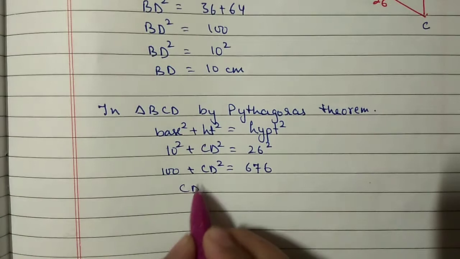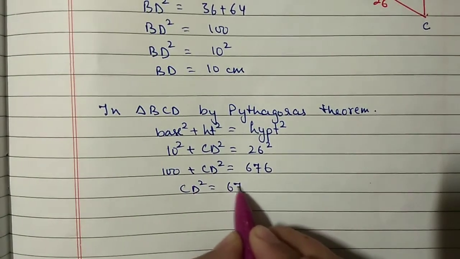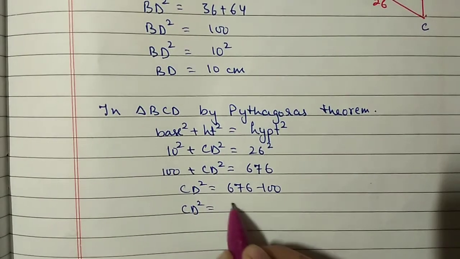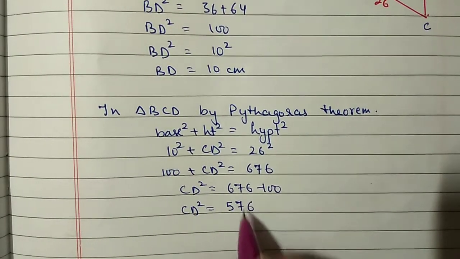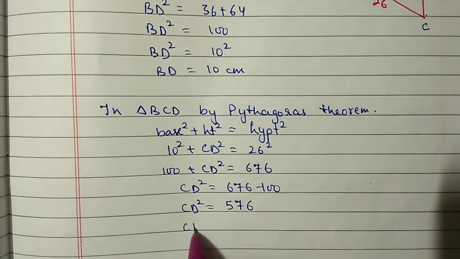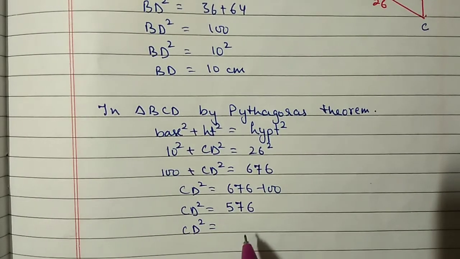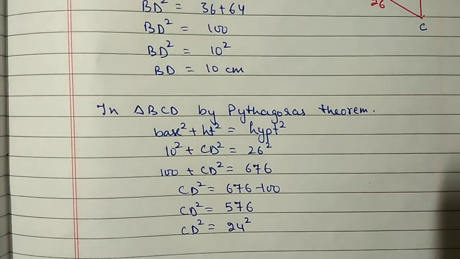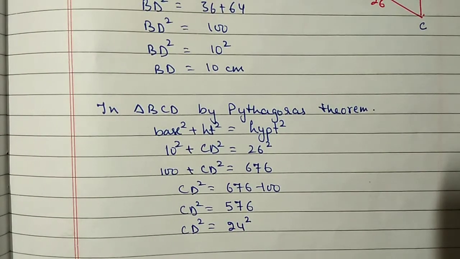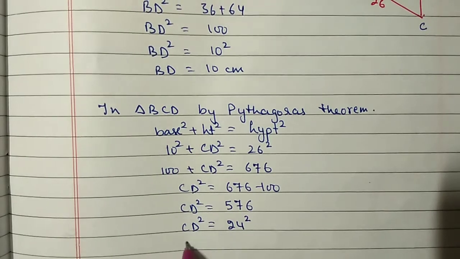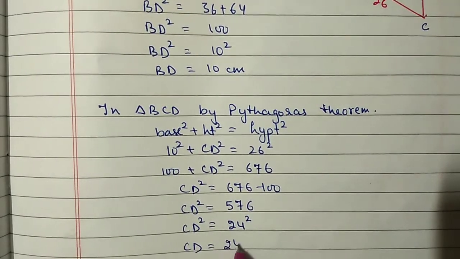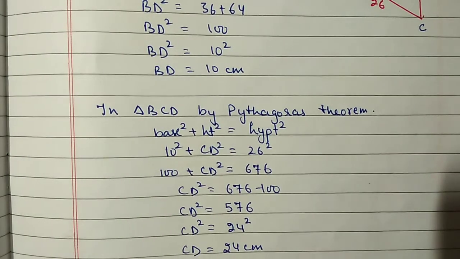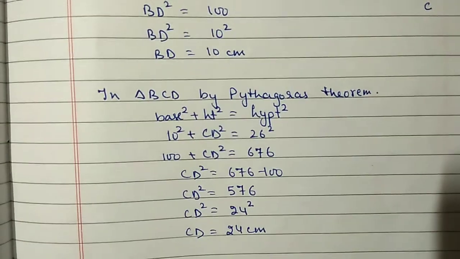Then CD square is equal to 676 minus 100. We will get CD square is equal to 576. And 576, when you do the factorization, you will find out this is the square of 24. 24 square is equal to 576. So CD we can write equal to 24 centimeter. So we got height for this triangle, another triangle. Now we can find out area for both the triangles.